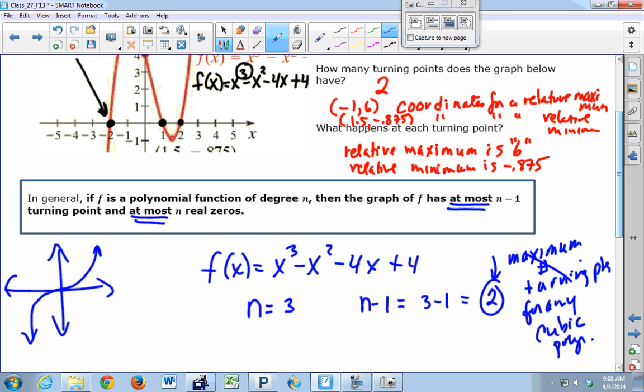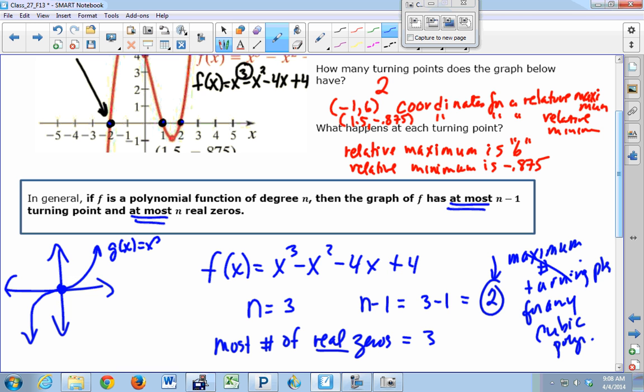Now, what about the maximum number of times it can cross the x-axis? Well, with your parent function here, x cubed, you cross it once. With this function, you're crossing it 3 times. So the most number of real zeros, or x-intercepts, is 3, the same as the degree. Okay, so that's going to change after we do another class or two.